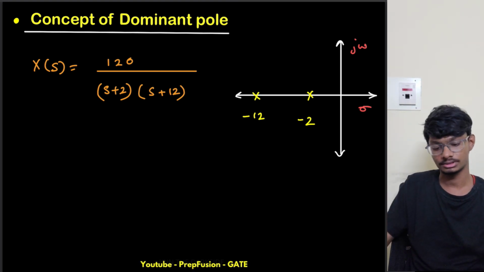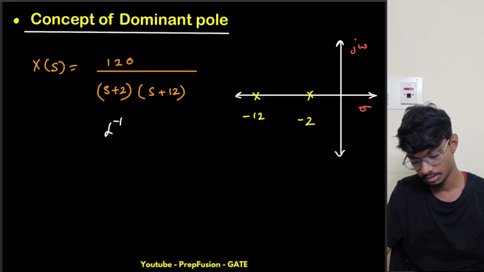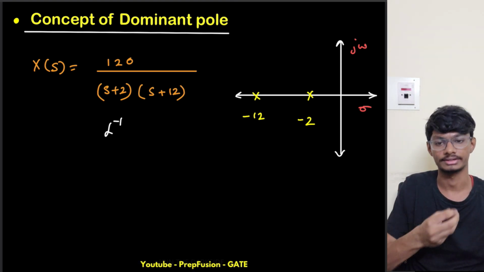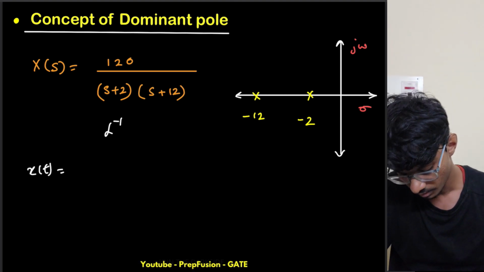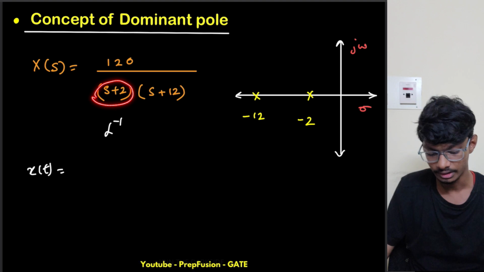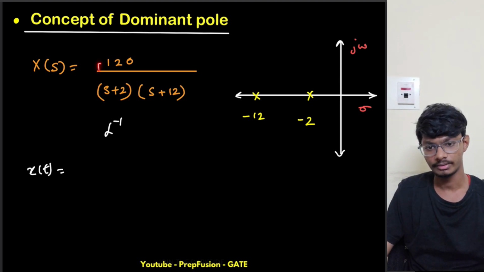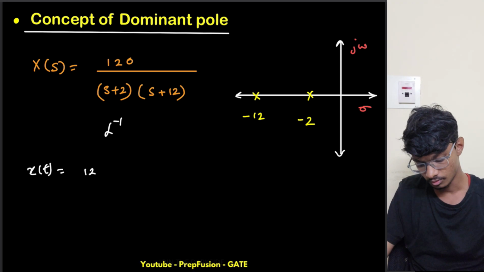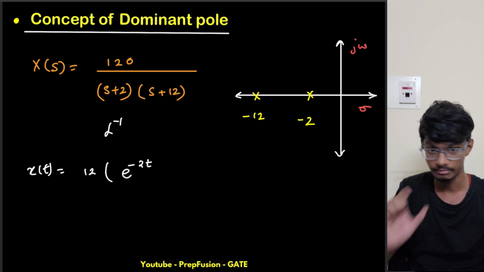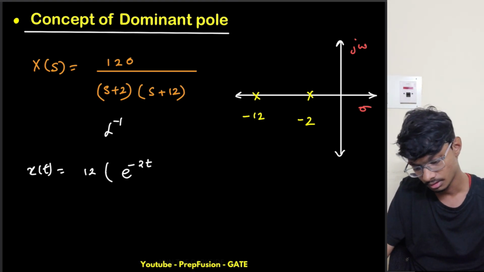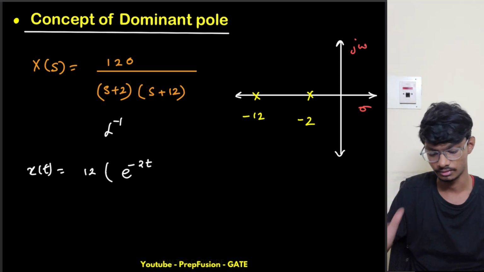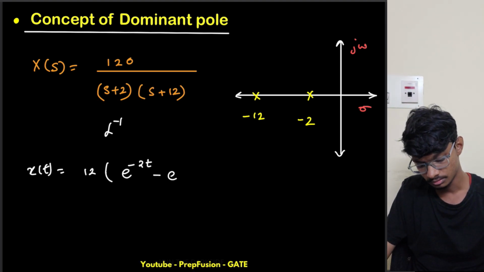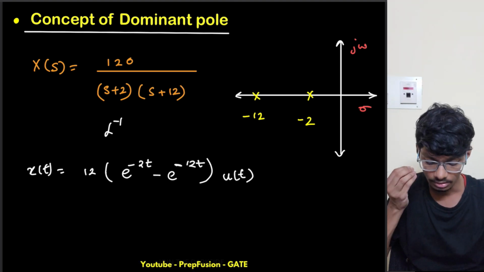Now let me take the inverse Laplace of this. Let me explain what we will do next and why we are doing it. So x of t, what will x of t become? Putting s equals minus 2, what you get is 120 divided by 10, which is 12 only. So it will be 12 e raised to power minus 2t. I am doing this directly now, you have to be like that only. Now put s equals minus 12, this becomes minus 10. So 120 by minus 10 is minus 12 only, so this becomes minus 12 e raised to power minus 12t u of t. So this is our time domain expression.